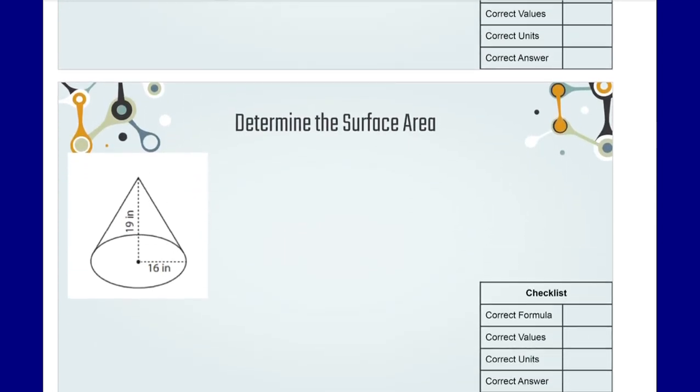Finally, our last one, our cone. Again, our surface area formula, go to our formula sheet, pi r squared plus pi rs. So pi r squared for the base, and then pi rs for the lateral surface. So in this case, pi, or 3.14, times the radius squared. It's giving us the radius already, so that's nice. We don't have to do any extra calculations. Plus then pi times 19 times 16.